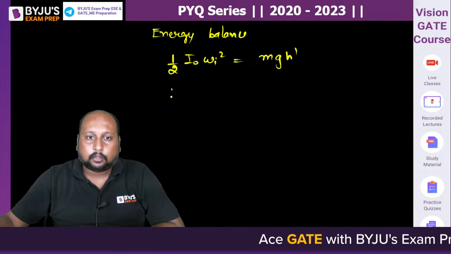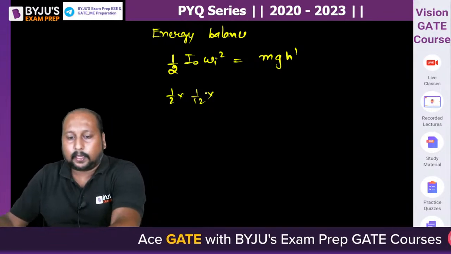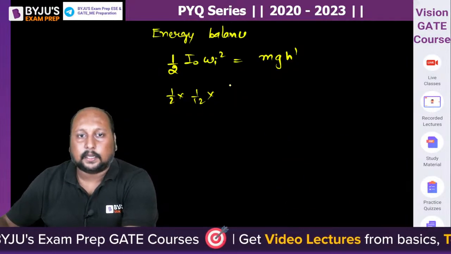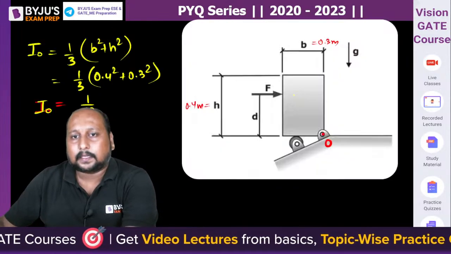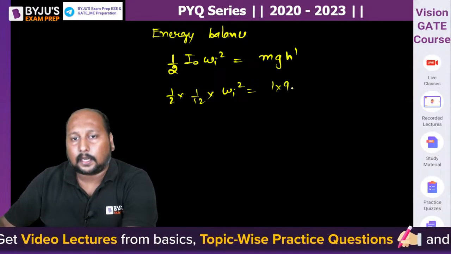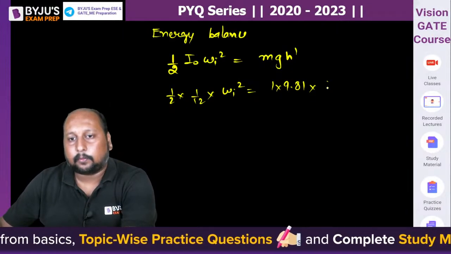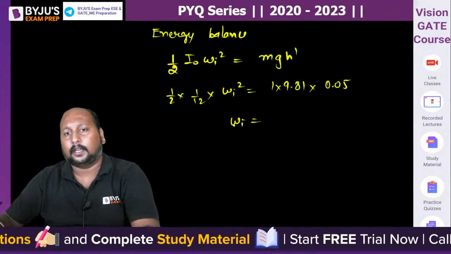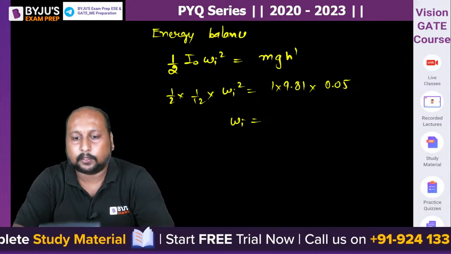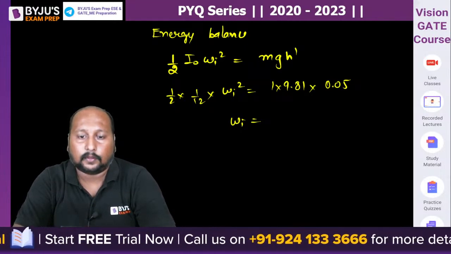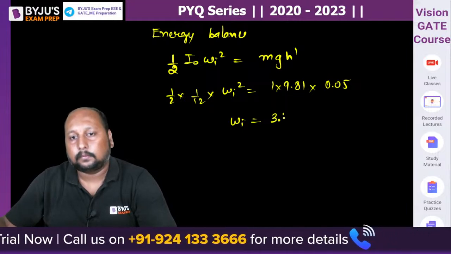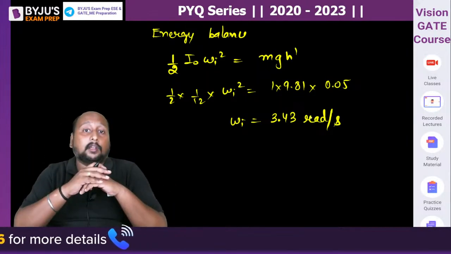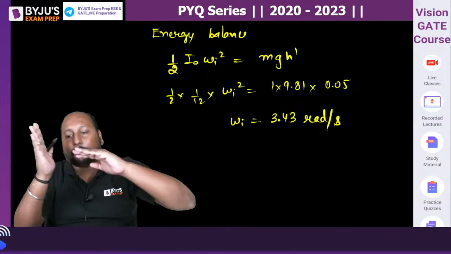Okay, fine. So half into 1/12 into omega I squared. What is the value of omega I? Initial angular velocity. Have they given the value? अच्छा नहीं देगा, ठीक है. That we can calculate. Mass is given 1 kg. g is 9.81. h dash we have now calculated 0.05. So from here can we calculate the value of omega I? Omega I will be equal to near about root of 9.81 into 0.05 into 24, which is 3.43 radian per second. Okay, this is the initial angular velocity with which this body will be rotating after the impact.